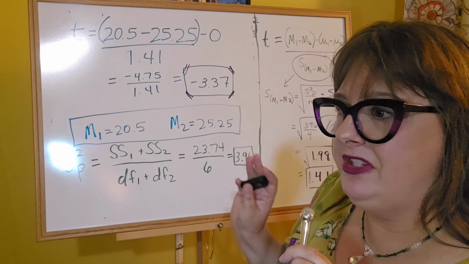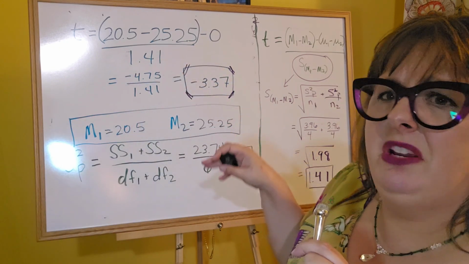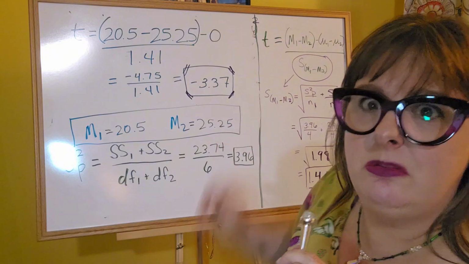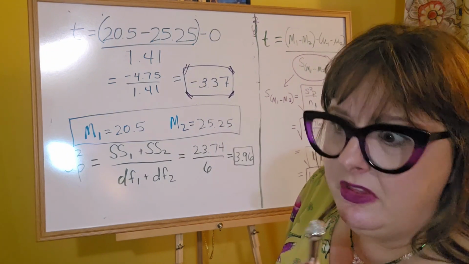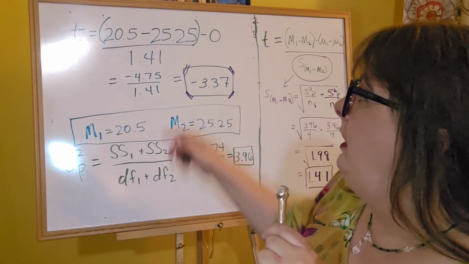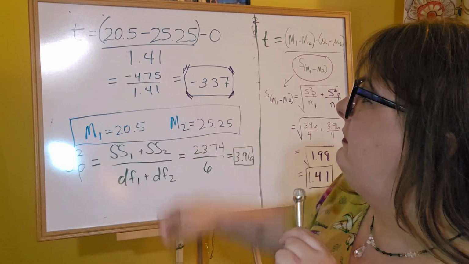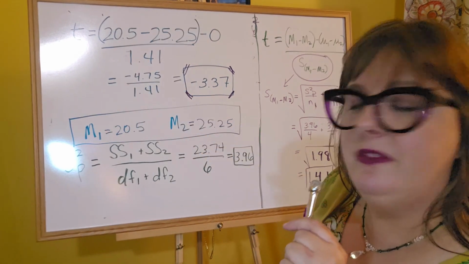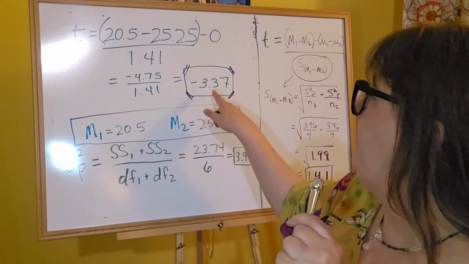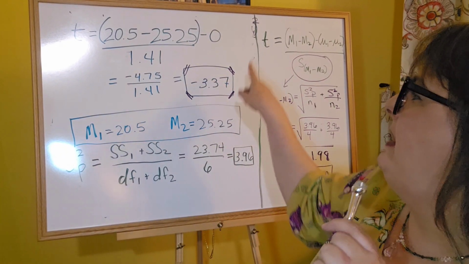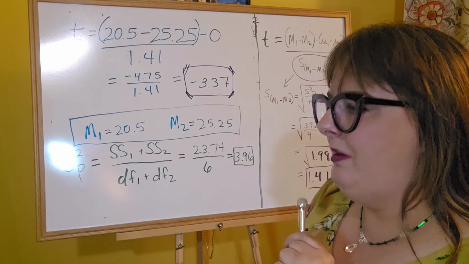If that makes no sense to you, it's okay. It's negative 0, minus 0. So really, it's just subtract mean 2 from mean 1. Think of it that way if that helps you. Divided by that estimated standard error, you get negative 4.75 divided by 1.41, which is negative 3.37. So I put a little frame around it. There's our t. Yay, we're done.